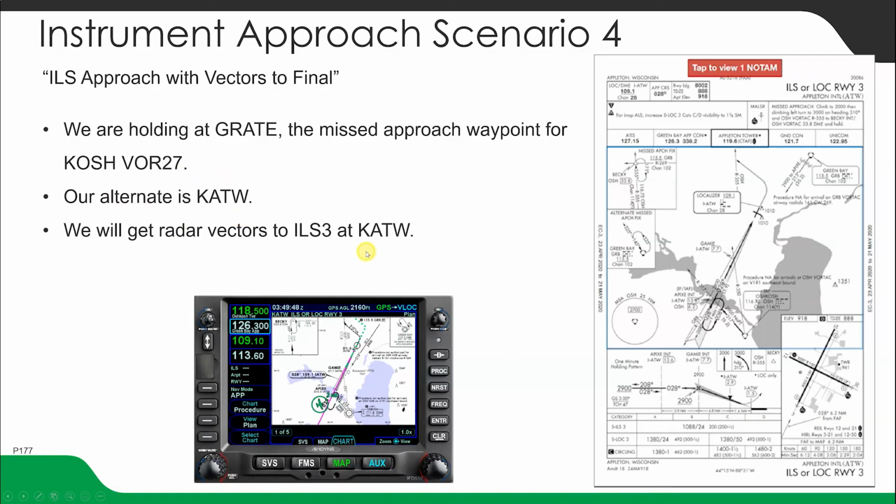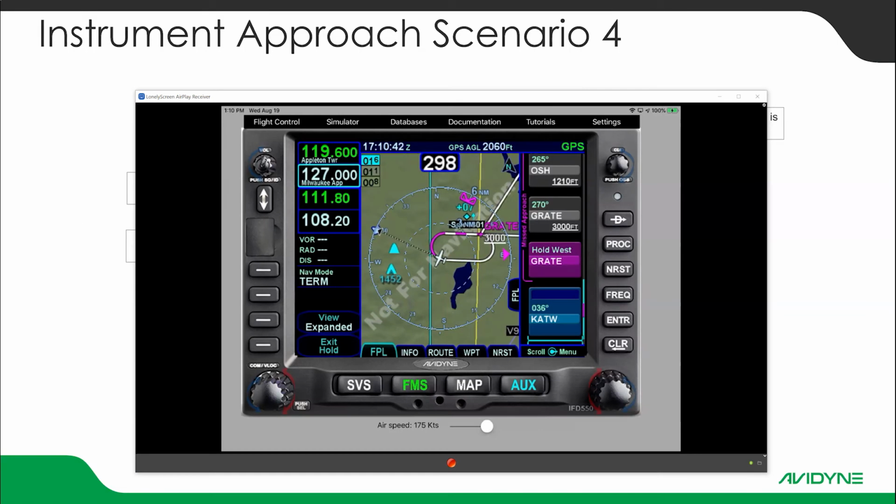So they're going to give us radar vectors to ILS-3 into Appleton. And here's the ILS-3 approach plate. So now we're going to set that up so we can fly the ILS-3. Okay, here we are. We're holding at Gramy. Now we want to fly the ILS-3 to Appleton with vectors.